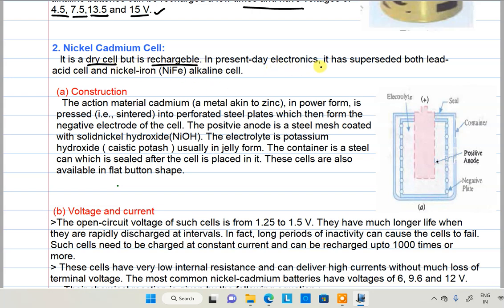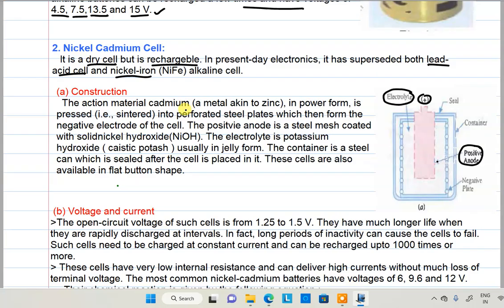Nowadays in electronics, the nickel cadmium cell is preferred compared to nickel iron and lead acid cells. From the construction point of view, see here. First of all, see the electrolyte, which electrolyte you are using, as well as the positive electrode, the anode, the cathode, and the container. We will see one by one.